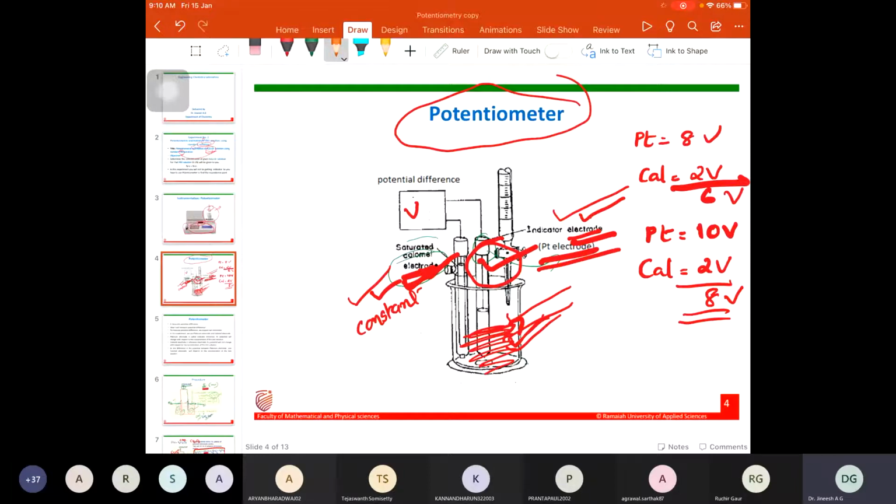The indicator electrode will change its potential based on the concentration of the solution that you are taking. The reference electrode will not change its potential based on the concentration. But their difference, that is the potential difference, depends upon the concentration of the solution. So we can use the potential difference to measure the concentration of the solution. That is the principle behind potentiometry.